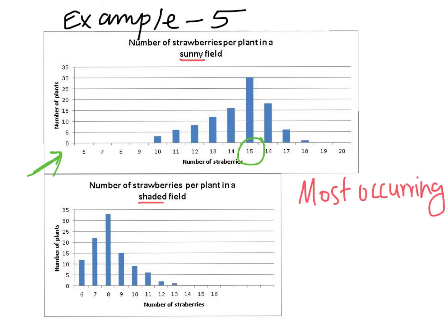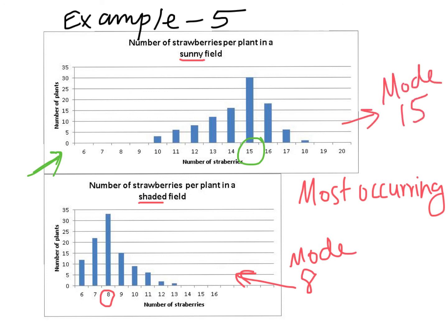Whereas the mode for the strawberry plants which are in the shaded field would be 8. As you can see, that bar is the tallest one, so that means there are around 32 plants which only give about 8 strawberries. So 8 would be the mode here. For the strawberry plants in the sunny area, the mode would be 15. So that is another indication that you do get more strawberries in the sunny field compared to the shaded field. So sunny field more, shaded field less.